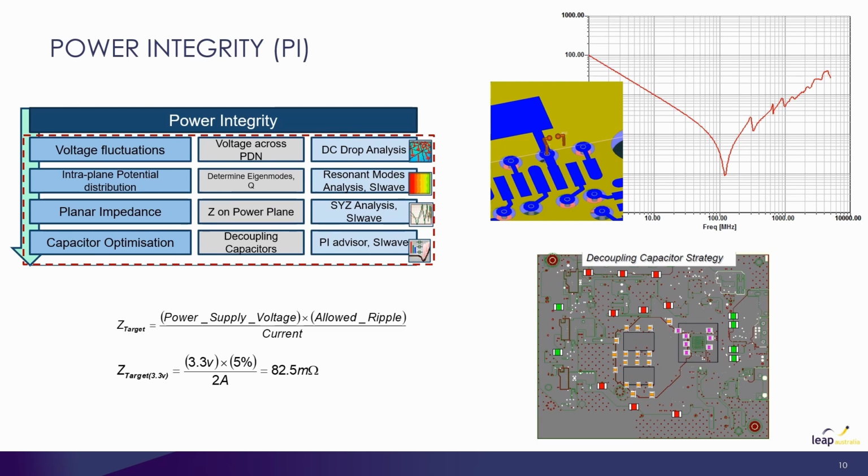Voltage fluctuations and DCIR simulations are probably not in the bucket of power integrity, but we put it in here. But the most important thing is impedance measurements on your power plane. That's very easy. You just put a port, and then you can basically extract your impedance like any other S-parameters. Or you do a planar impedance resonance analysis where you look at the ground bounce and the potential difference between different layers.